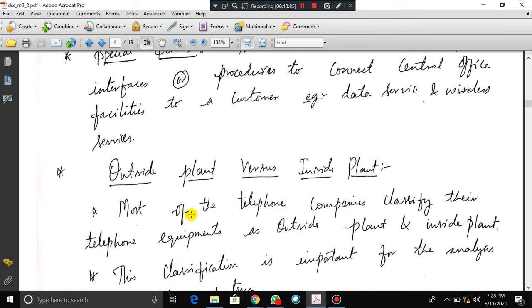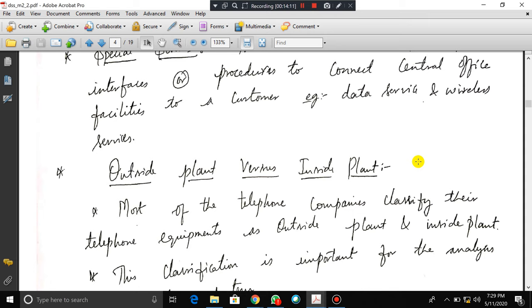Okay, the next topic is outside plant versus inside plant. The words may look odd, but the idea is very easy to remember. With respect to industries, a plant is a set of equipment, like an electrical plant, mechanical plant, or thermal plant. So think of it as outside equipment and inside equipment.